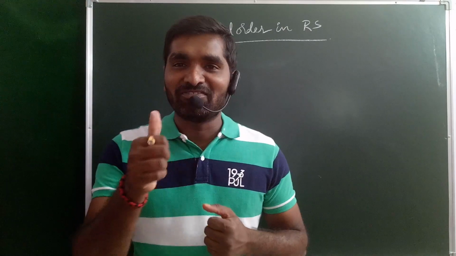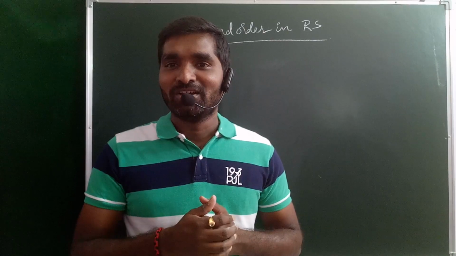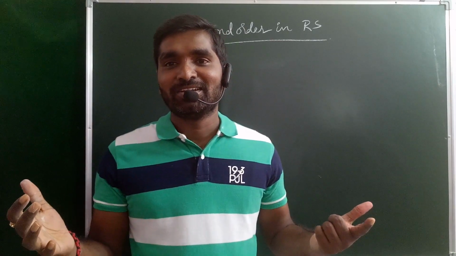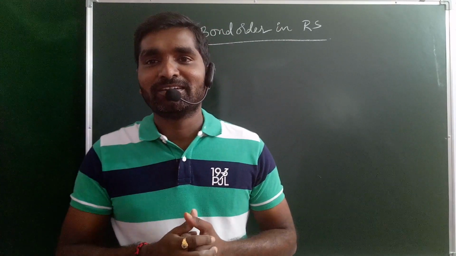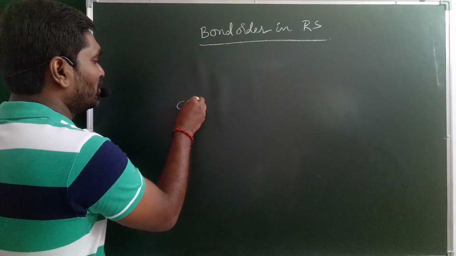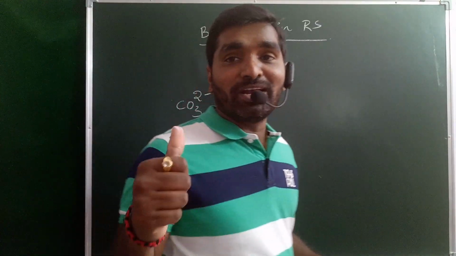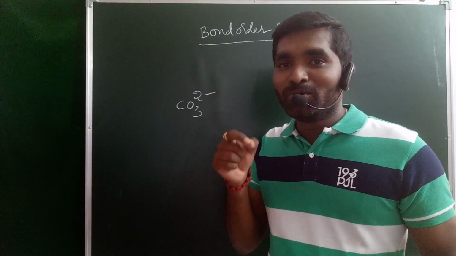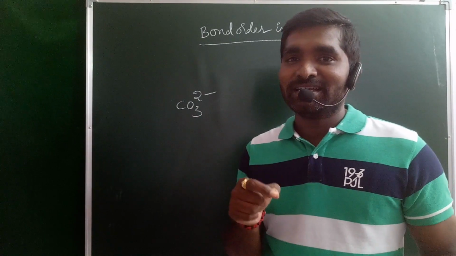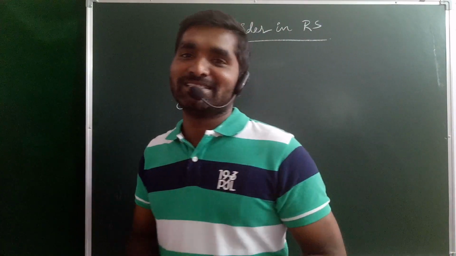Within 5 seconds, you can definitely find the bond order. You don't need any resonating structure. Just look at the molecule and find the bond order. For example, CO3 2 minus. Generally, to find the bond order for polyatomic molecules, for the resonating structures, you should know the structure. But with our super trick, there is no need to write the resonating structure.